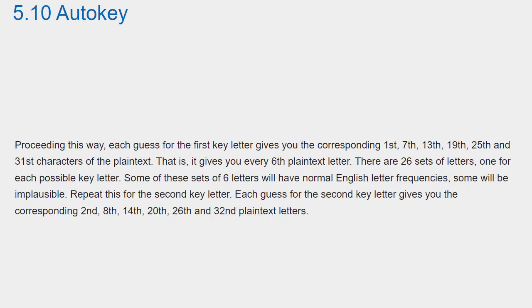Proceeding this way, each guess for the first key letter gives you the corresponding 1st, 7th, 13th, 19th, 25th, and 31st characters of the plaintext. That is, it gives you every 6th plaintext letter. There are 26 sets of letters, one for each possible key letter. Some of these sets of letters will have normal English letter frequencies, some will be implausible. Repeat this for the second key letter. Each guess for the second key letter gives you the corresponding 2nd, 8th, 14th, 20th, 26th and 32nd plain text letters.